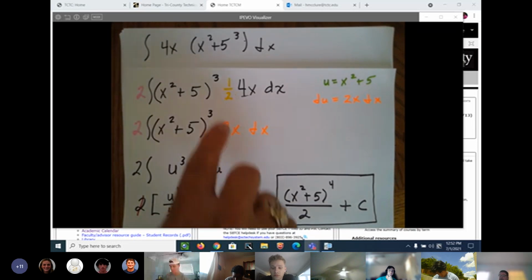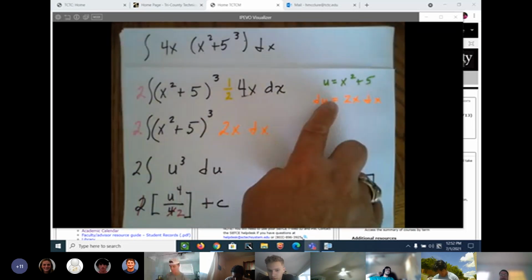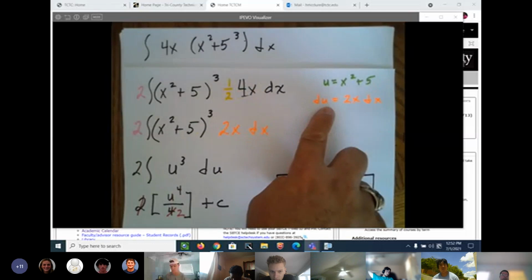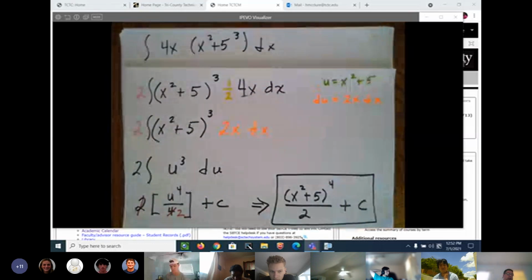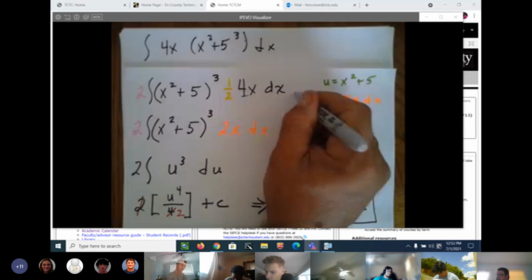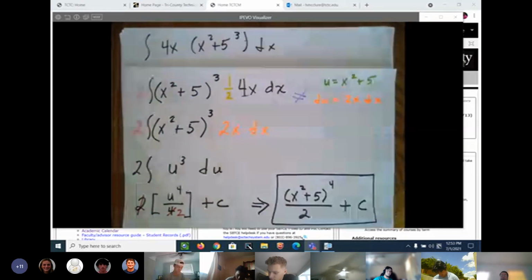And that's what happens when this doesn't match. So I'm going to take another color, like this fluorescent. I don't have a fluorescent blue, but I've got a blue. When these two do not equal, you got to make them equal.